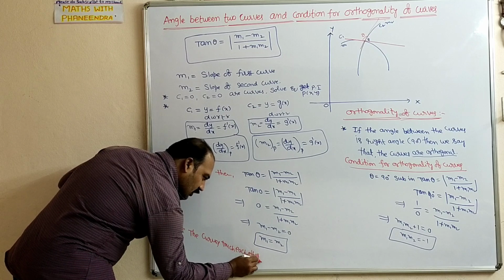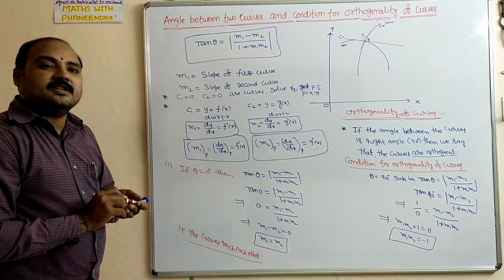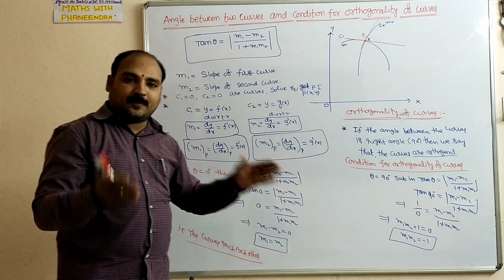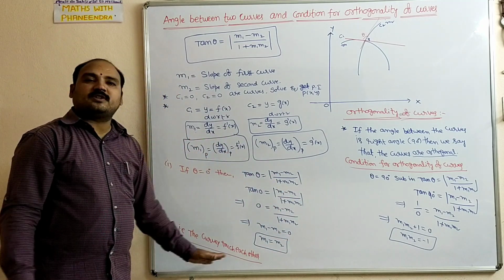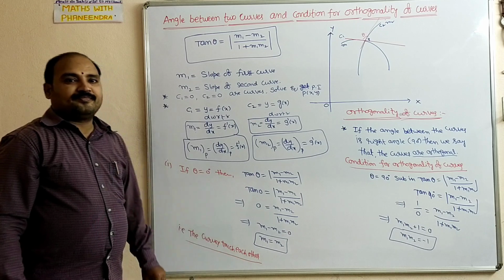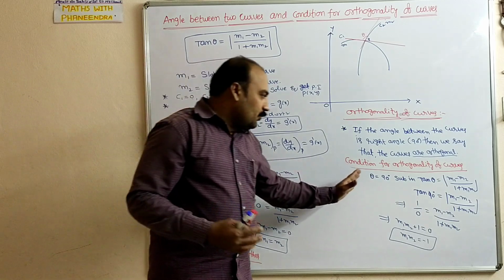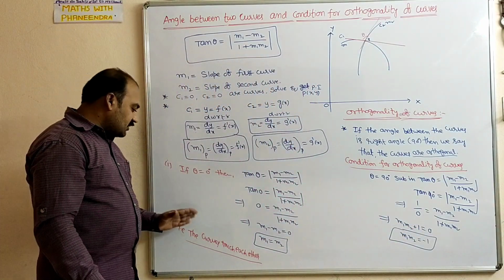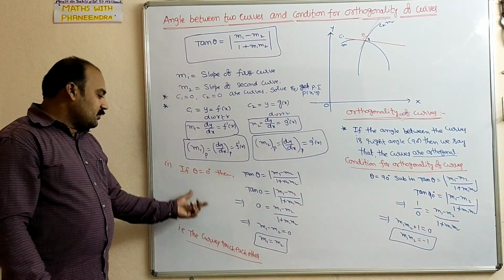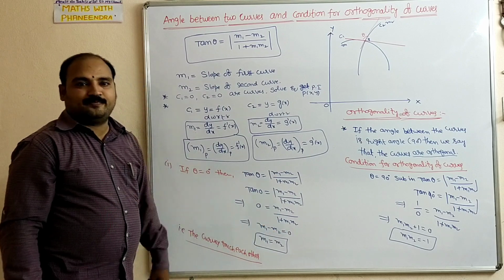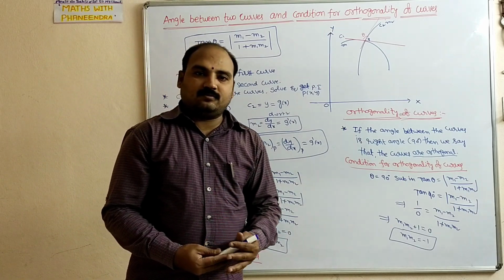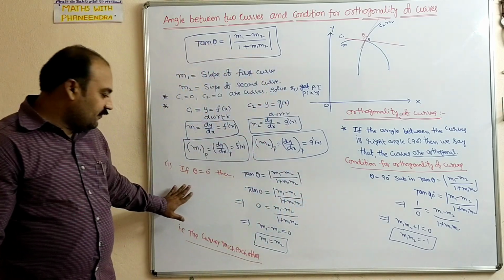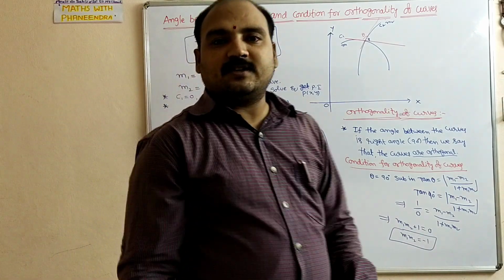Suppose they are asking to prove the given curves touch each other. If you prove simply that their slopes are equal at the particular point, then the curves touch each other. If they are asking to prove they are orthogonal, simply you have to prove that m1 m2 equal to minus 1. If they are asking to prove curves touch each other, simply you prove that m1 equal to m2. We will take one example. Both the conditions, the condition for orthogonality and the condition for touching each other. Let us have a discussion.